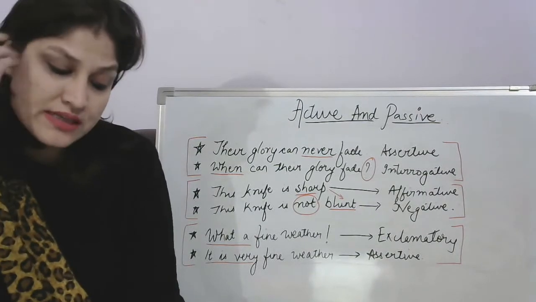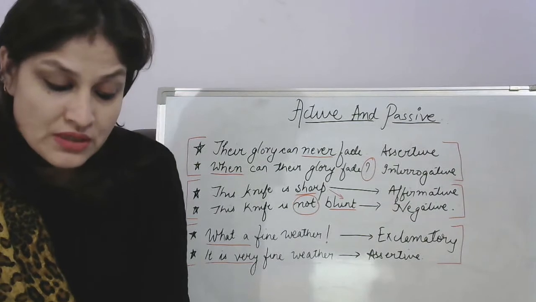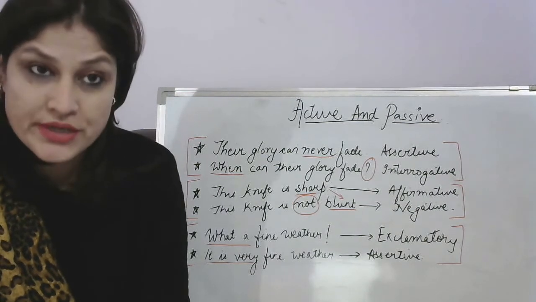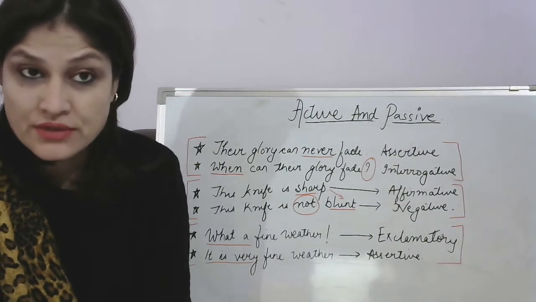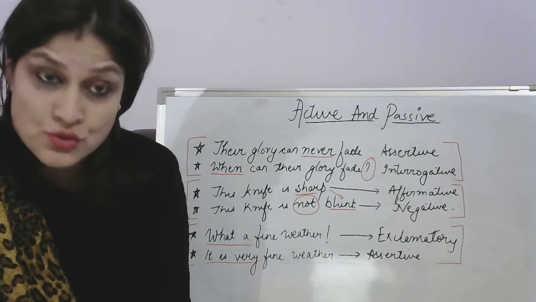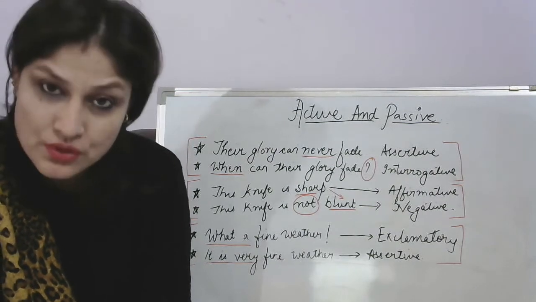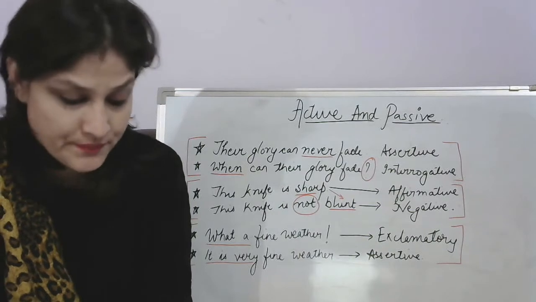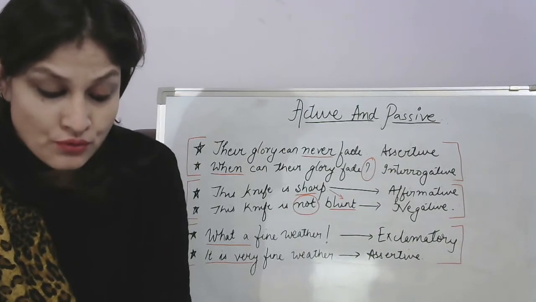Now see the next one, assertive to interrogative again. Everybody would wish to be rich. Now there is no negative in it. Who would not wish to be rich? So we have used a negative here. See the next one.